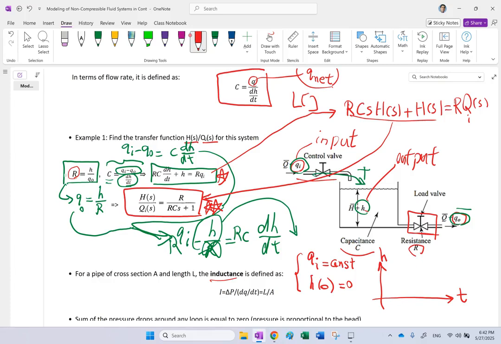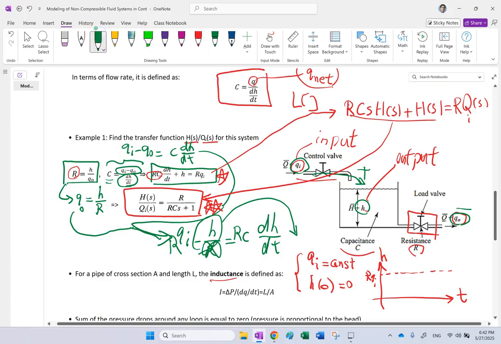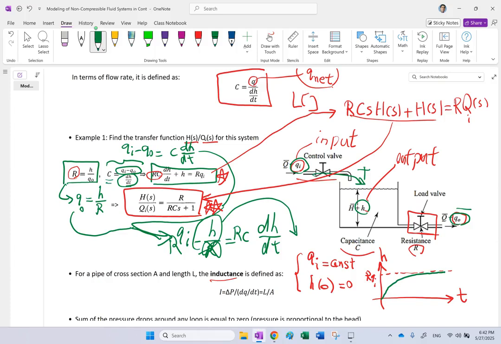So what happens? This is a first order system. The time constant of the system is RC, so it is going to go exponential. And the final value, as you can see, when dH over dt is 0, should be equal to R times Qi. You start from 0, and then exponentially you go up to this number. So the tank will get filled up to the level R Qi, and that is where the height does not change anymore.